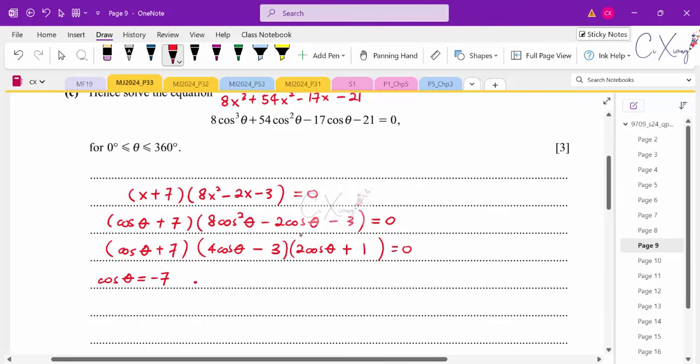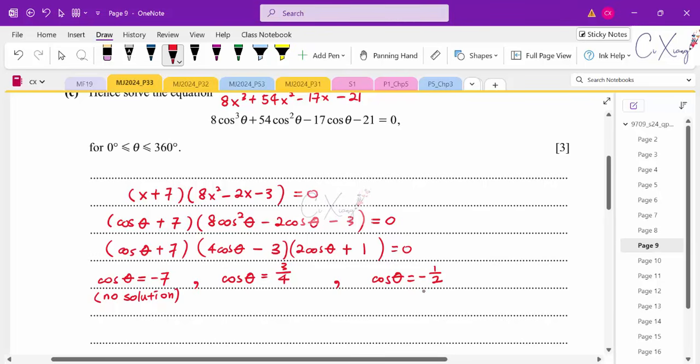Cos theta equals to negative 7 for the first one. Then cos theta equals to 3 over 4 for the second equation. And after that, cos theta equals to negative 1 over 2 for the third equation. For the first equation here, if you try to take cos inverse negative 7, there's a math error. So no solution for this part. Because it is a math error, you cannot continue anymore. Right, so maybe you can start from the easier one.